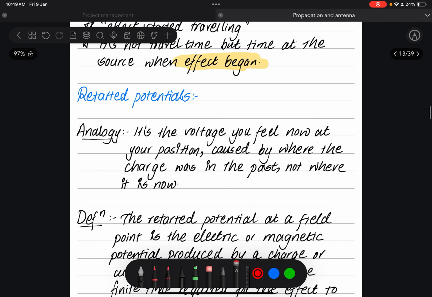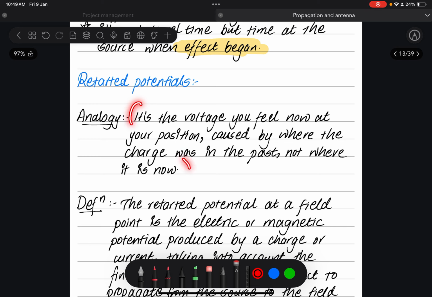So okay, now let's begin the retarded potential. What do you mean by retarded potential? Let's keep one analogy. There's a voltage you feel now at your position. It's the voltage you feel now at your position caused by where the charge was in the past, not where it is now. So let's take an example.